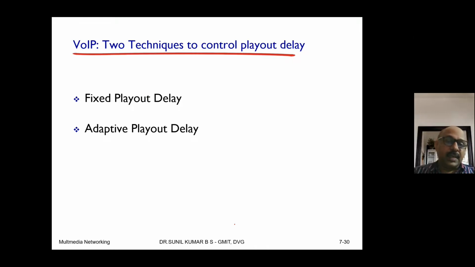Let us discuss a few techniques that will overcome this problem. Two techniques are used for playout delay. One we call a fixed playout delay. Another one is an adaptive playout delay.